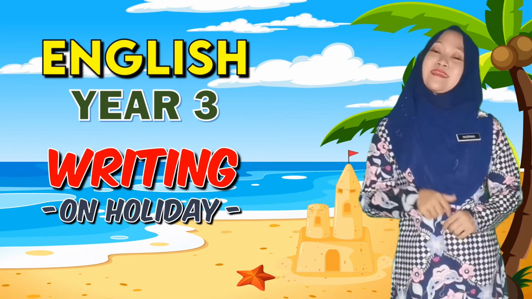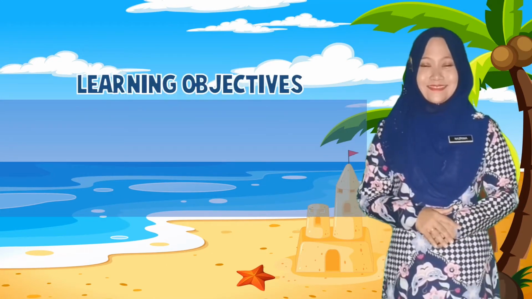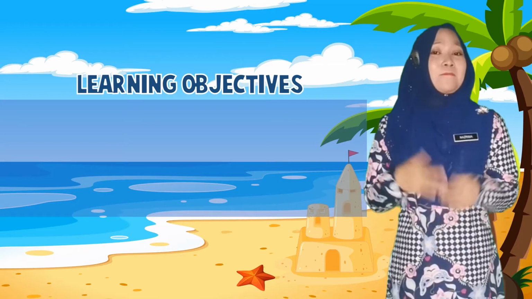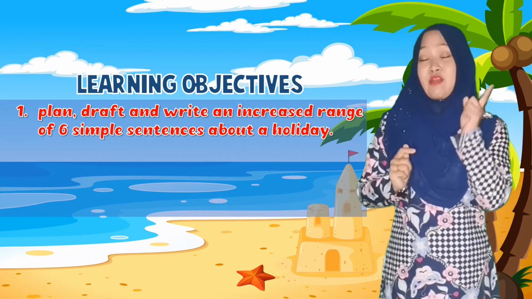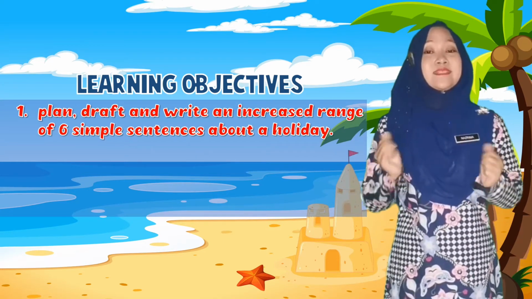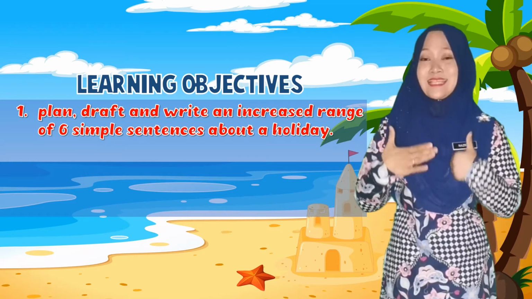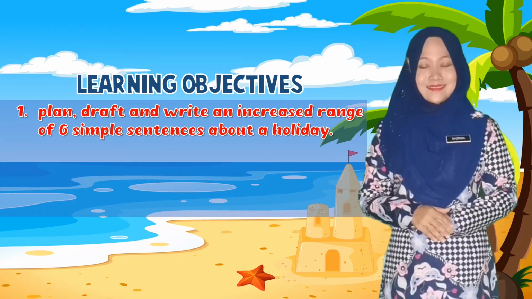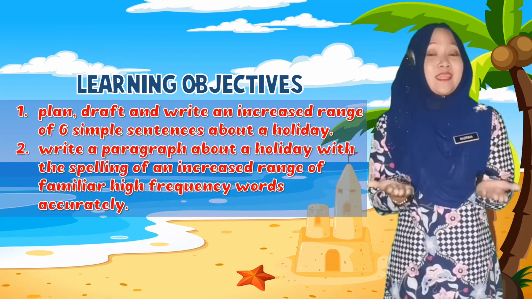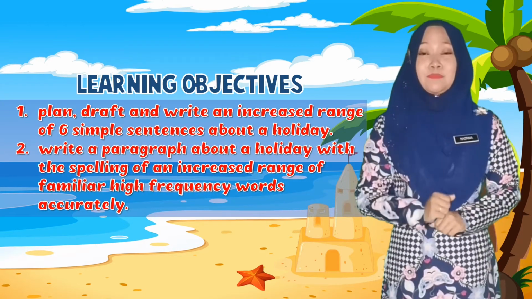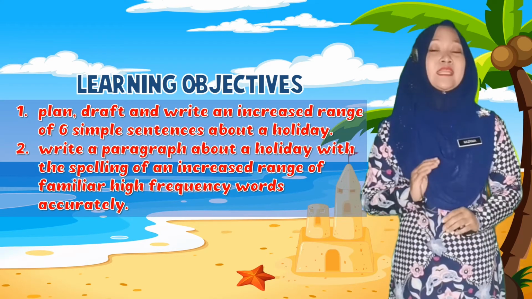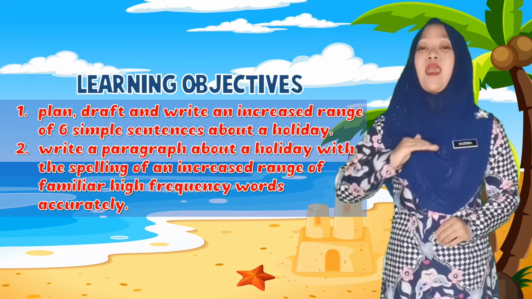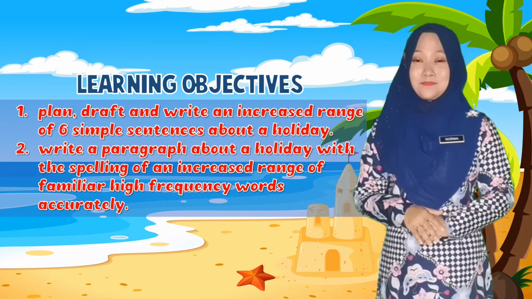Alright. Before we start our lesson today, let us look at the learning objectives for today's lesson. Number 1, by the end of today's lesson, you will be able to plan, draft, and write an increased range of 6 simple sentences about a holiday. Number 2, by the end of today's lesson, you will be able to write a paragraph about a holiday with the correct spelling of an increased range of familiar high-frequency words accurately.